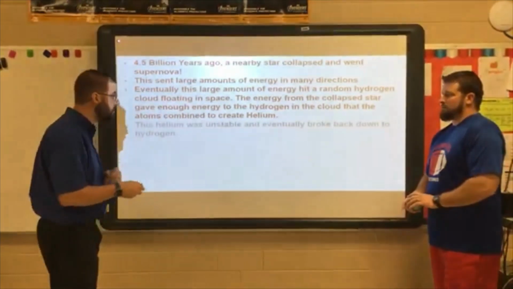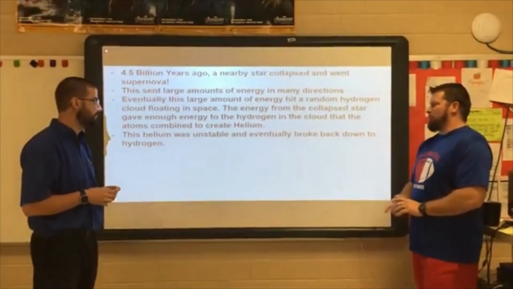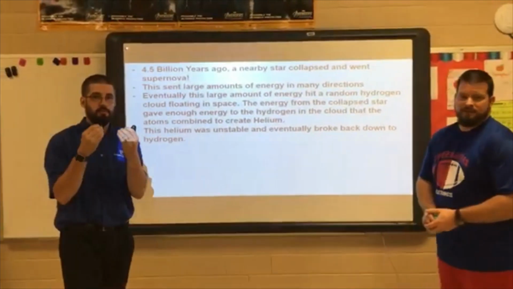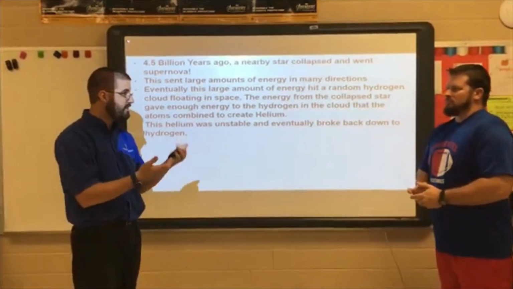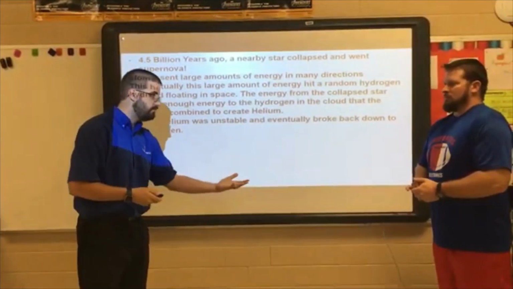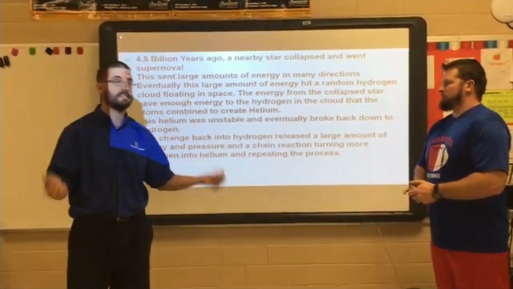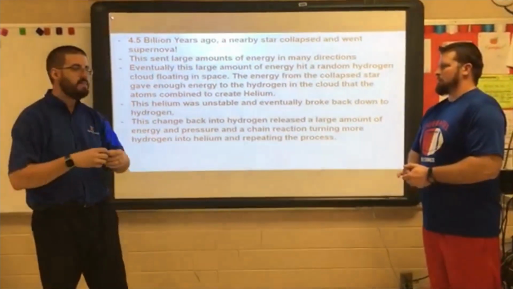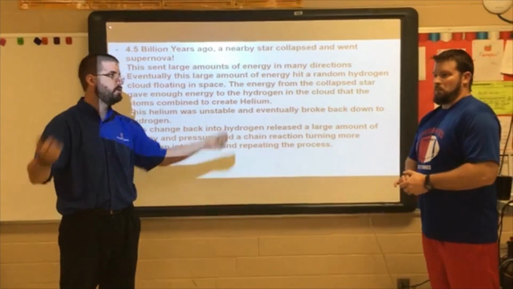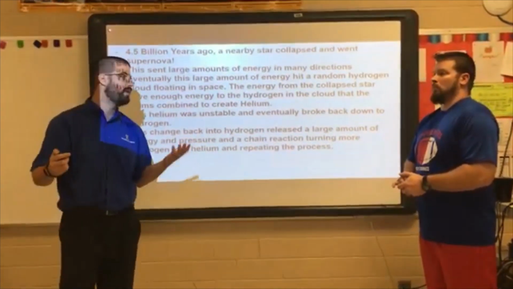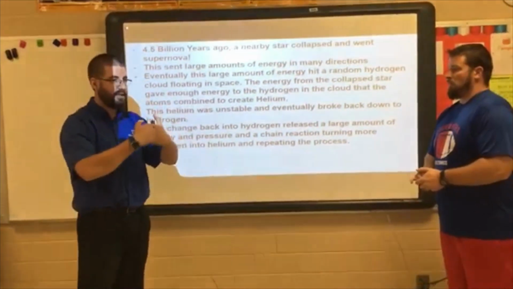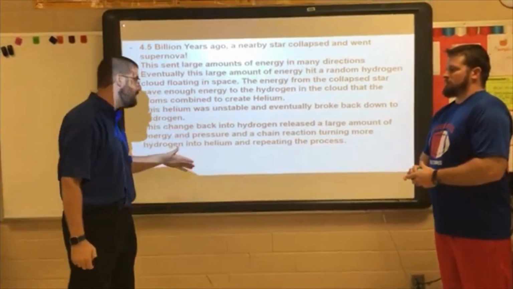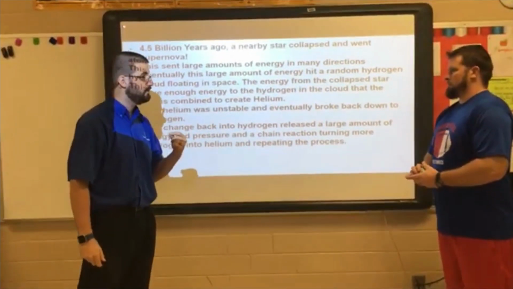But there's a problem, Coach Parrish. This helium was unstable and eventually broke back down to hydrogen, so like an isotope. Exactly. There's no neutrons, so the helium would go through decay and break back down into hydrogen. Now, it would actually release some more activation energy when the helium broke back down into hydrogen, and that energy would cause other hydrogen atoms to combine again, basically creating a chain reaction. So you have these hydrogens become helium, they break apart, they make more hydrogens become helium, and it's releasing a large amount of energy and a large amount of pressure.